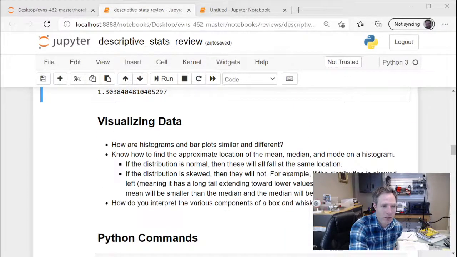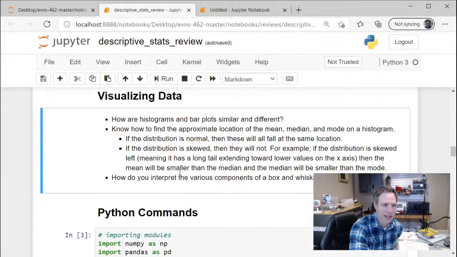All right, next up, visualizing data. How are histograms and bar plots similar and different? Know how to find the approximate location of the mean, median, and mode on a histogram. If the distribution is normal, then they will fall at the same location. If the distribution is skewed, they will not. If the distribution is skewed left, meaning it has a long tail toward lower values, then the mean will be smaller than the median, and the median will be smaller than the mode.